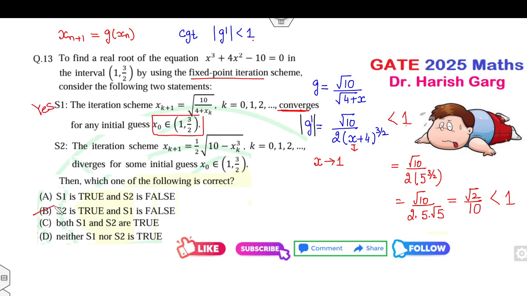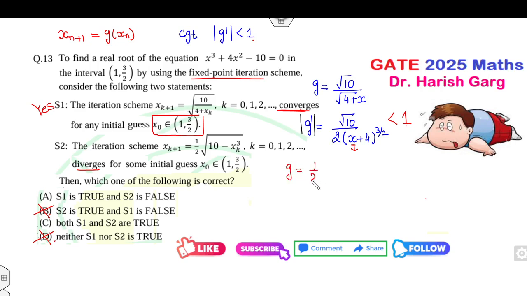So if S1 is correct, option B is cancelled and option D is cancelled. Is it okay? Now you can see the second part, the iterative scheme, which is said to be divergent. In this case, your g will be half root of 10 minus x cube. So can you find the value of g dash? It is 1 over 4 times 3x square divided by root of 10 minus x cube. Now if you take the absolute value, then this negative will be positive.